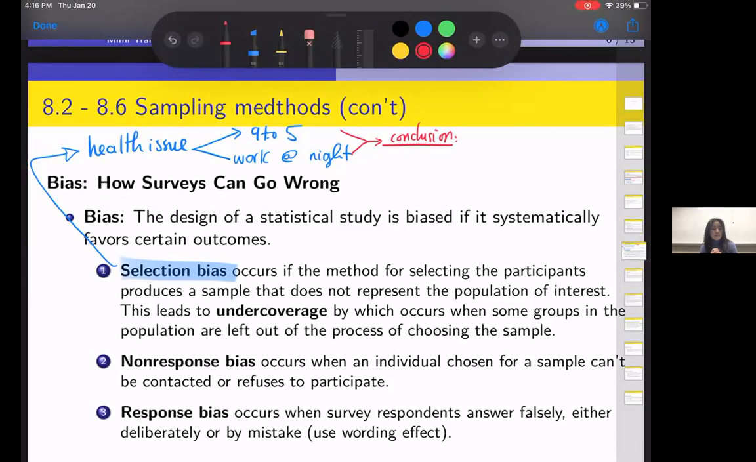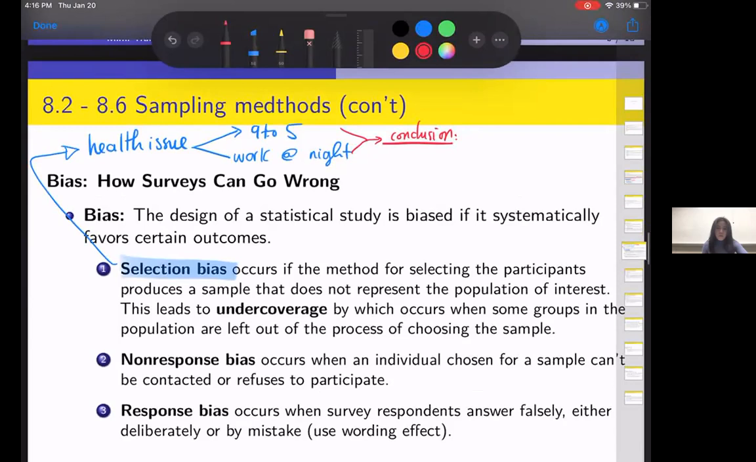Now, the problem with this is more like socioeconomic status. Most likely, if someone works the night shift, a lot of the time they don't have skills, or they don't have a lot of employment opportunities, right? So they don't make enough money. When they don't make enough money, what happens? They don't get access to better food. They don't have enough money and time for leisure activities. So as a result, their health is not as good as people who work from 9 to 5, right?